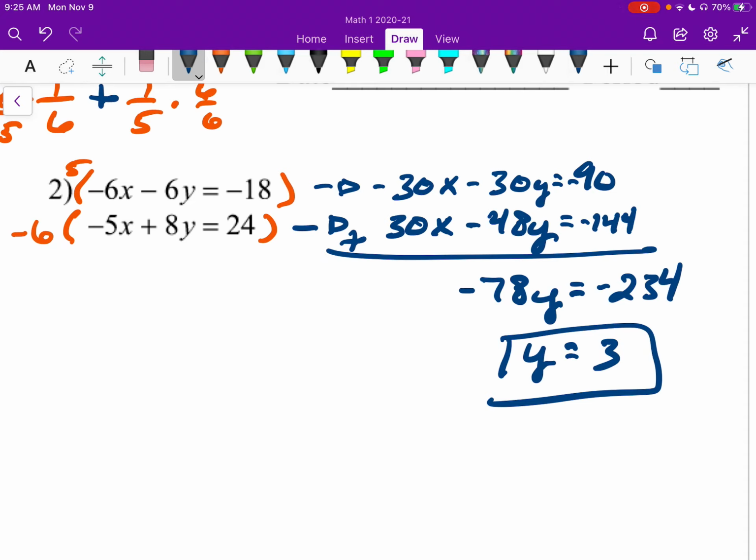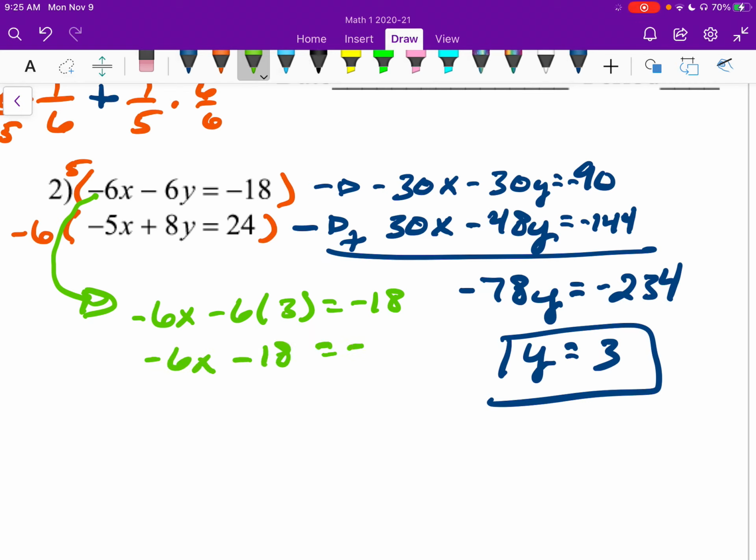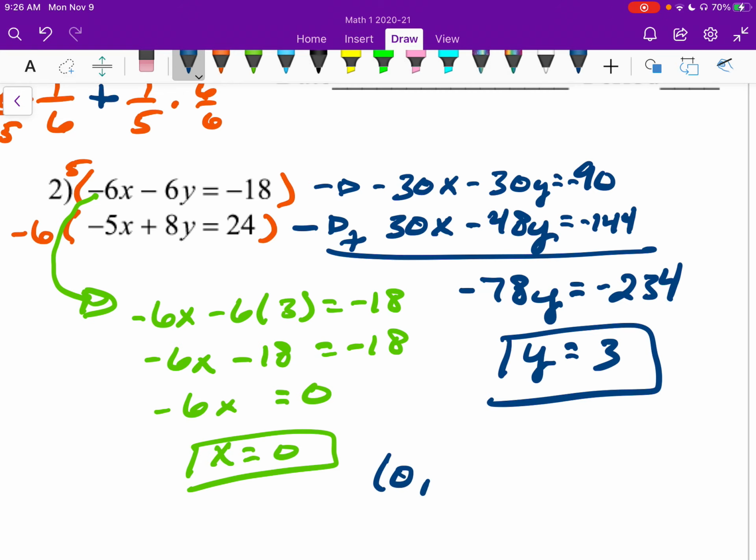I plug my 3 into one of the equations. It really doesn't matter which one I pick. I'll use the top one because I feel like I use the bottom one all the time. So negative 6x minus 6 times 3 equals negative 18. So negative 6x minus 18 is negative 18. Negative 6x equals, what's that going to be? Is that 0? Yep, that is 0. And then x equals 0. So my answer, written as a point, will be 0, 3.